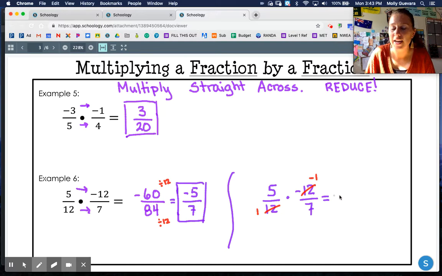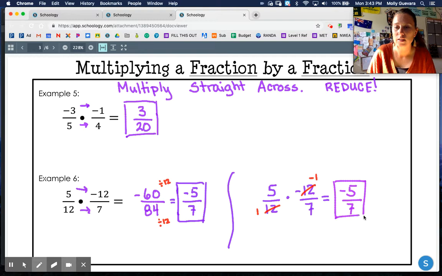And then I can multiply straight across. So 5 times negative 1 is negative 5, and then 1 times 7 is 7. So you get the same answer either way. But this is just doing the reducing before you multiply, and then this is doing the reducing after you multiply. So again, whichever one makes sense to you, that's the one you should do, okay?